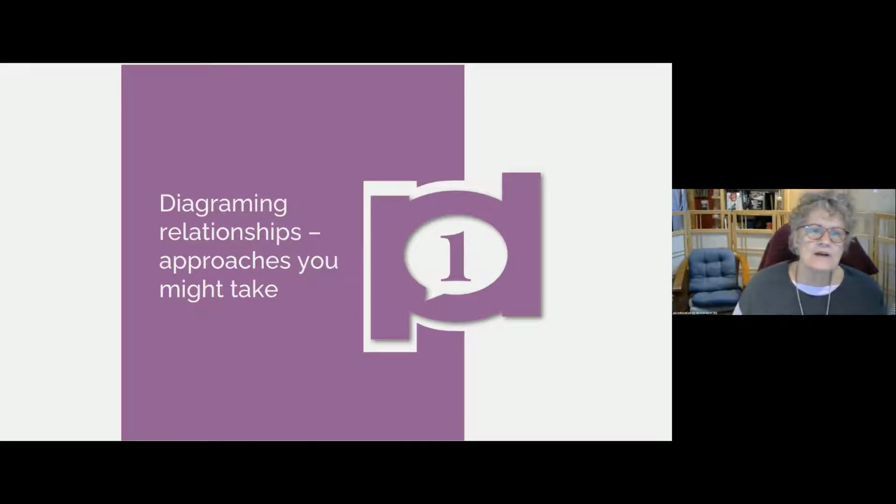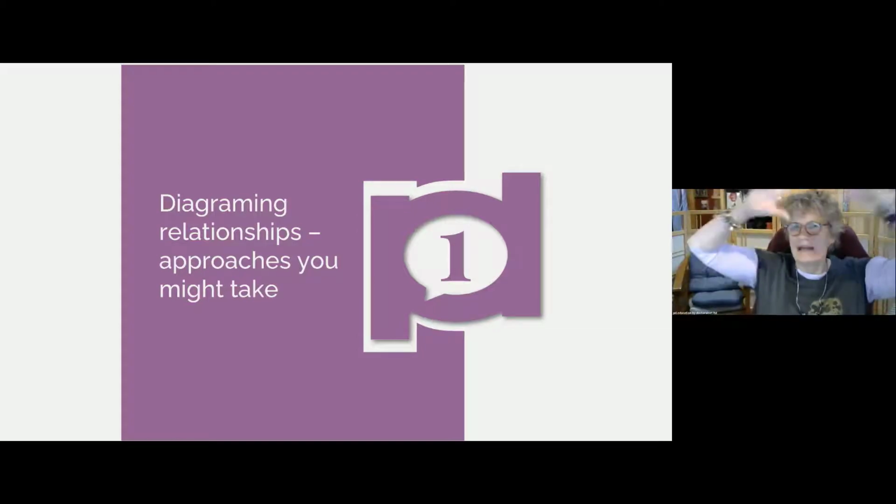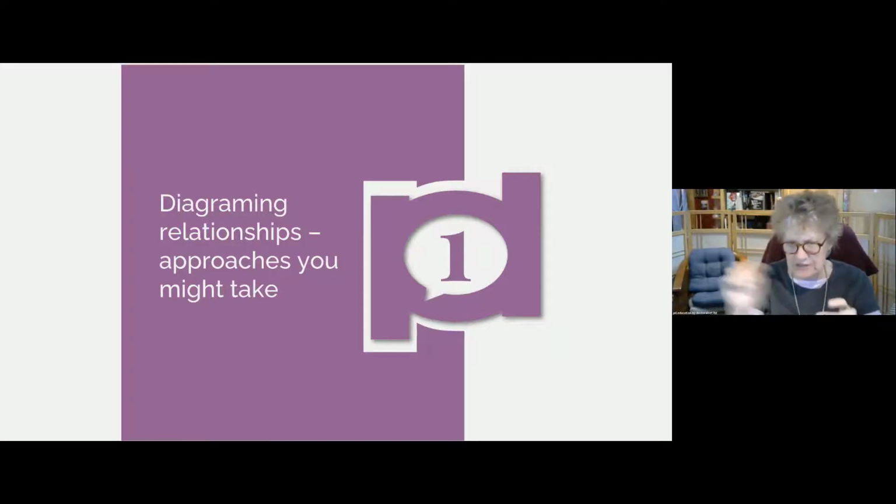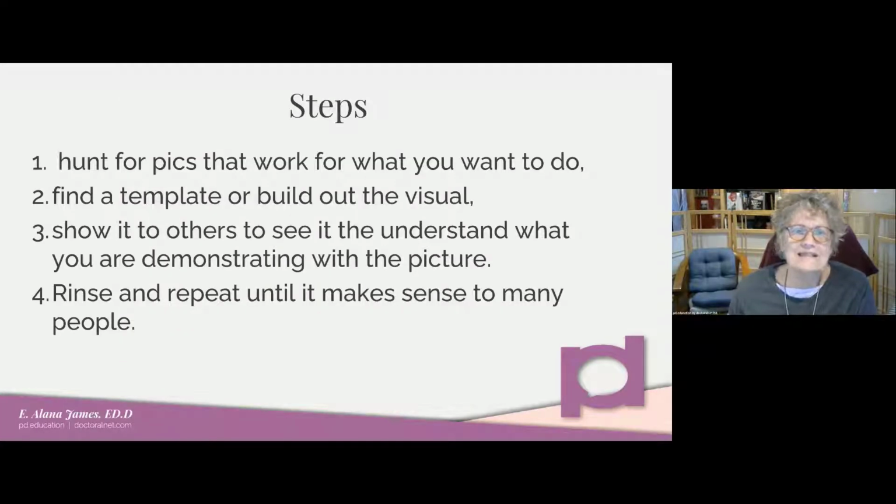If you're diagramming relationships and you're just thinking about, how do I do this? How do I take these kinds of ideas in my head, which I might put down on paper, and I might put down circles and make arrows, but how do I formalize that? And how do I make it a diagram that other people will understand? Well, my solution is to hunt for pictures that work for what you want to do.